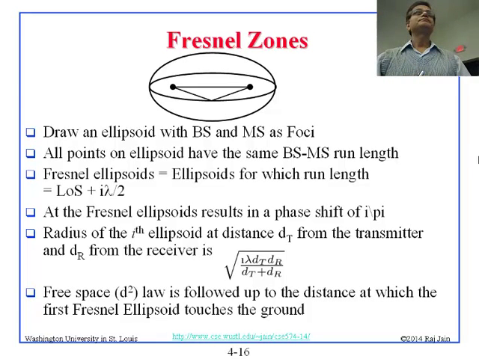Yeah. What does BS and MS mean? Okay, that's a good question. Thank you for asking. BS is the base station, MS is the mobile station. So BS could be the transmitter or receiver, doesn't matter really, and MS is the other end.